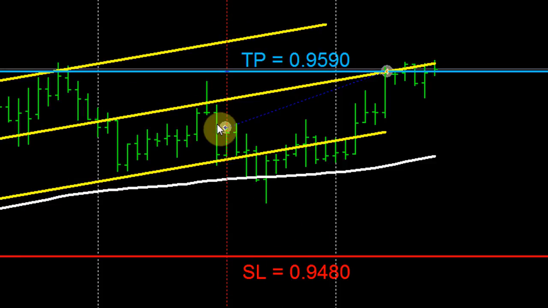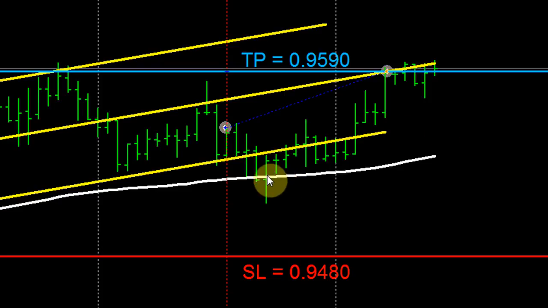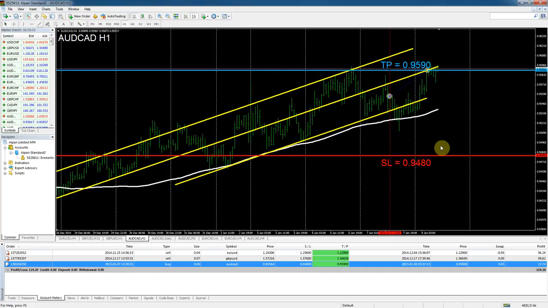Then from there the market went a little bit down, crossed over this channel line, the bottom border of the channel, hit the moving average, crossed it a bit, tested it, and then went back up slowly to where it's supposed to go. So a couple of learnings from this particular order.